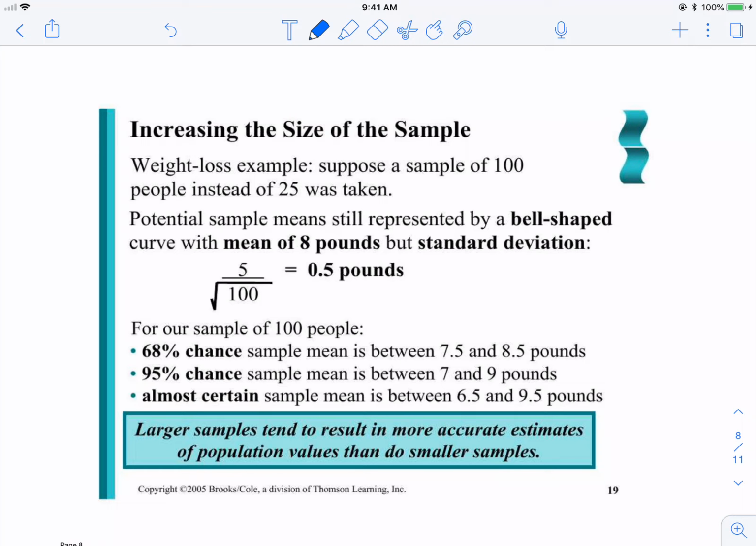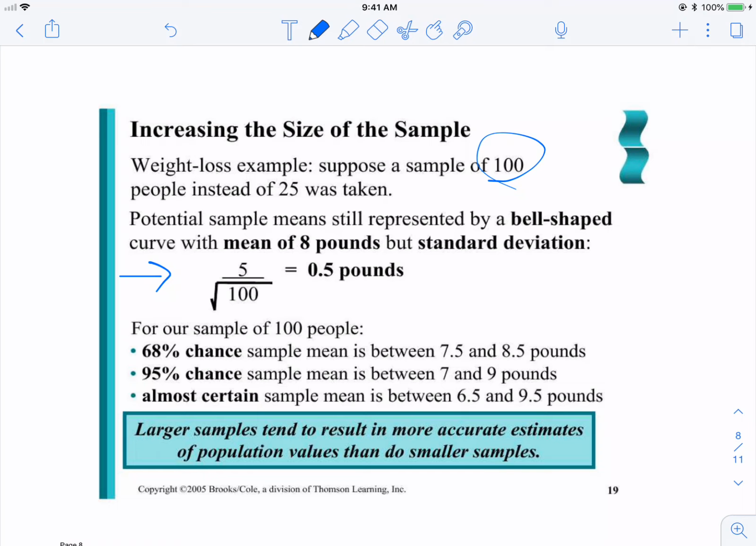Now, those samples of size 25 gave us a standard deviation for the distribution of 1 pound. Let's expand that sample size, and suppose that now we're taking samples of size 100. So here's our equation for standard deviation. Because the population standard deviation stays the same, the only thing that's changing is our sample size. So now the square root of 100 is 10, and 5 over 10 is half of a pound.